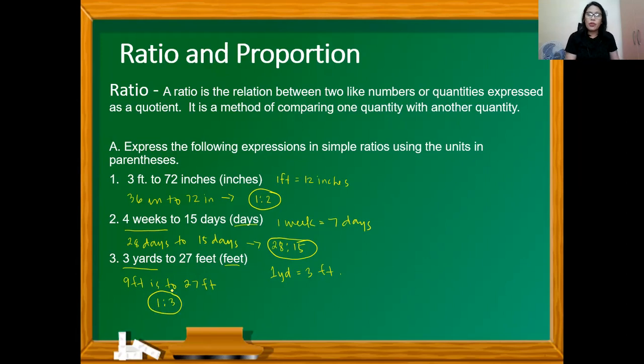We have to check first if the two numbers or values being compared have the same units. If not, then we have to convert them. And then we simplify them by dividing both terms by their greatest common factor for us to come up with the simplest form.